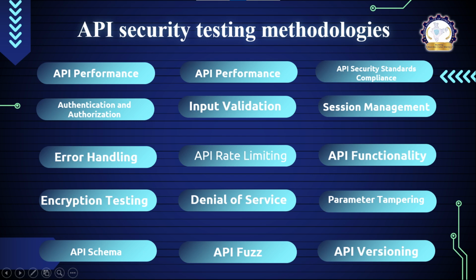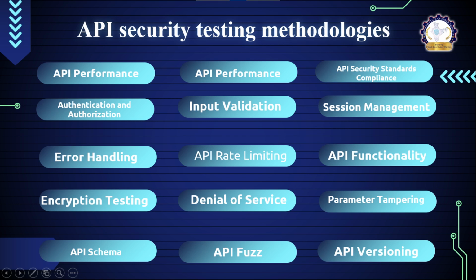During rate limiting testing, the tester tries to exceed the rate limit set by the API and observes how it responds. The API should return a 429 status code indicating that the request rate has exceeded the limit. It should also include a Retry-After header that indicates that the client should wait before sending another request.